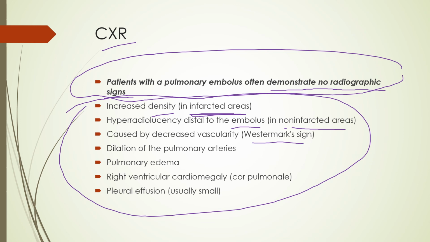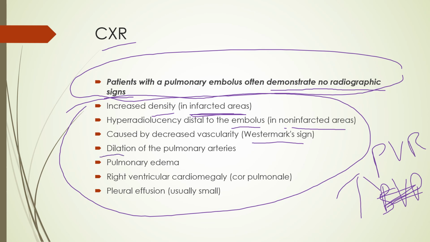Dilation of the pulmonary arteries, especially because, why would there be dilation of the pulmonary arteries? What did I tell you about? Pulmonary vascular resistance, not SVR. Pulmonary vascular resistance is increased. So that means that we're back pressuring the pulmonary artery, which means that pulmonary artery diameter or size can appear larger if PVR is increased. I hope that makes sense.